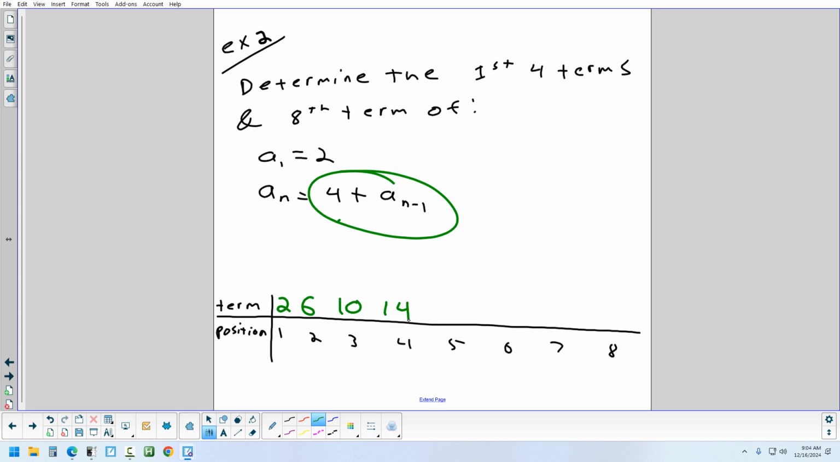Now, I can't just jump to the 8th term. I have to keep going to get there. All right. So what's the 5th term? 18, 22, 26, 30. Okay. So the answers that they want are right there and there. Okay. Any questions on that?